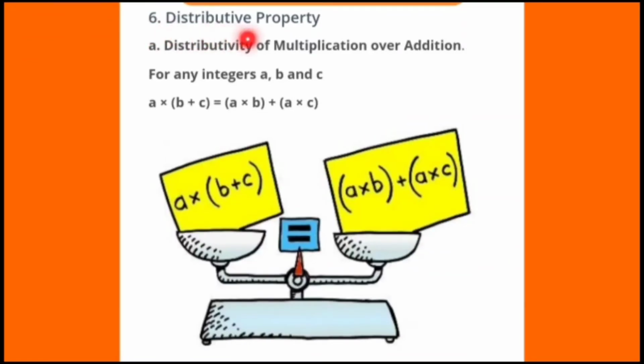Next, we shall see the sixth property, distributive property. So, what is distributivity of multiplication over addition? For any integers a, b and c, a into (b plus c) equals a into b plus a into c. We are distributing this a over addition. So, in both ways, if you calculate and multiply the numbers, you will get the same result. So, we can say integers satisfy distributivity of multiplication over addition.